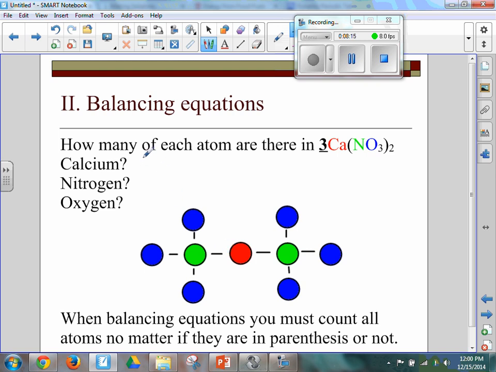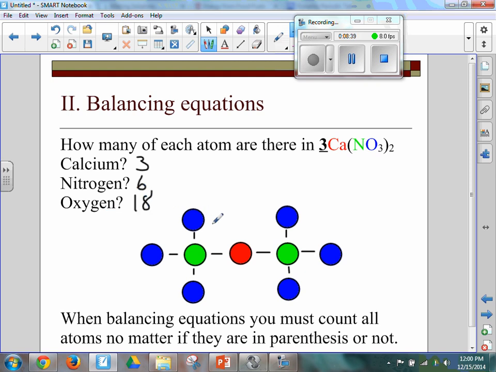So now after you've hit pause and you push play again, you should be able to tell me that we have 3 calciums. We should be able to tell me that for every calcium you have 2 nitrogens, just like this. So if I have 3 of them, that means I have 6. And for every calcium I have 6 oxygens. So if I have 3 times 6, that gives me 18.